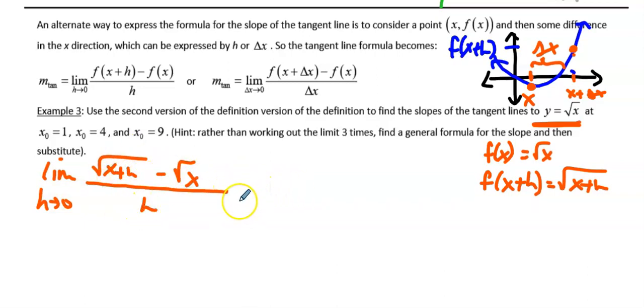So then what we're going to do is multiply by the conjugate, right? And we've done this in a previous video as well. So this should not be brand new to you.